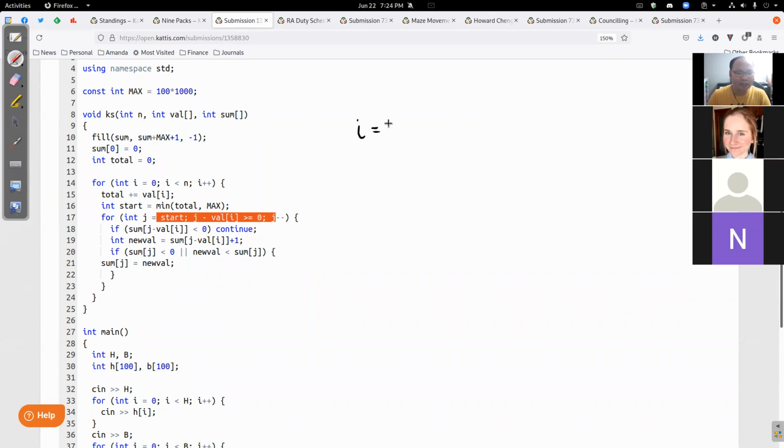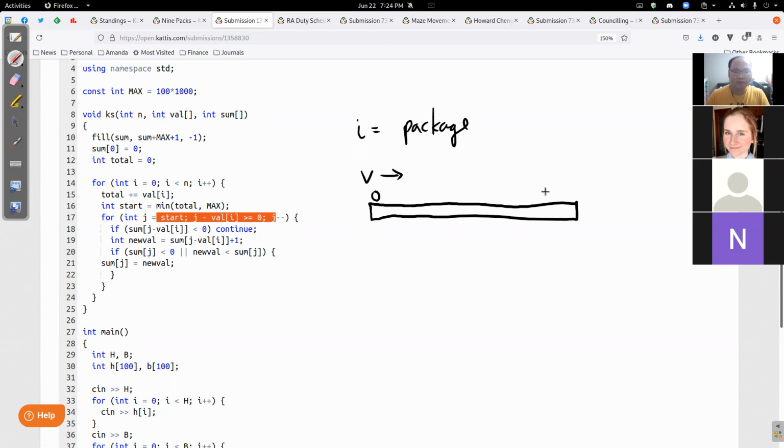So i is equal to the package I'm allowed to be using. I'm considering each package from start to finish. At the beginning, this is my knapsack column, with the value v here going from 0 up to some maximum. So at the beginning, you can use 0 packages to form 0, and then -1 or infinity for everything else. I use -1 instead of infinity because there's no infinity here. Anyway, forget about this total and so on for now.